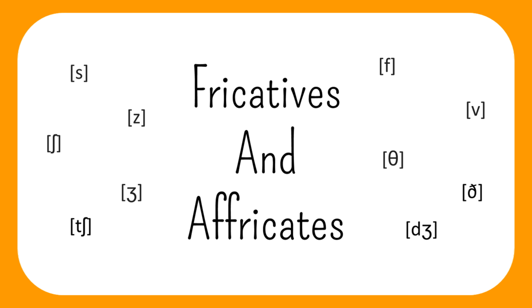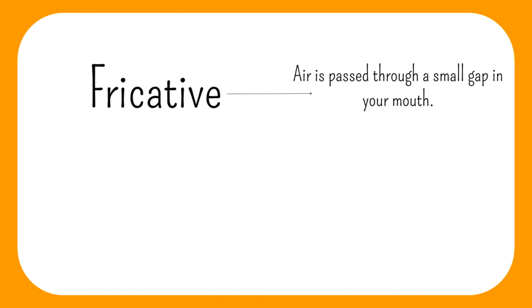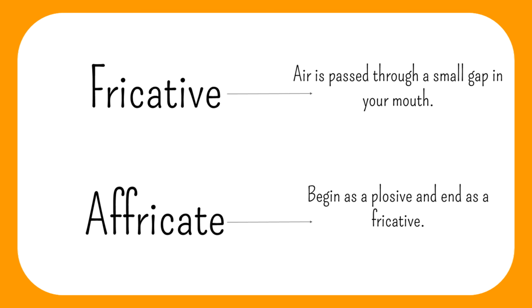Fricatives are sounds that happen when air is passed through a small gap in your mouth, causing turbulence. The air is never fully blocked. Think of friction. Affricates, on the other hand, begin as a plosive and end as a fricative.